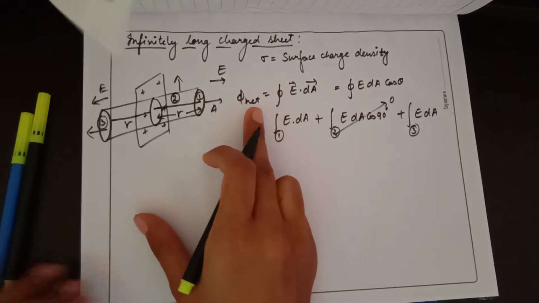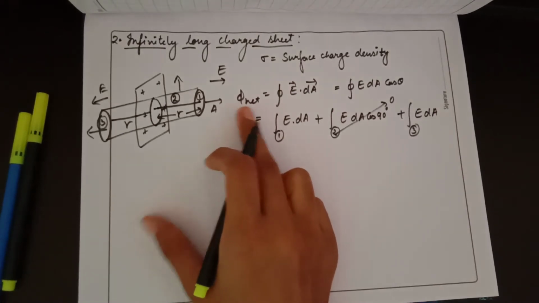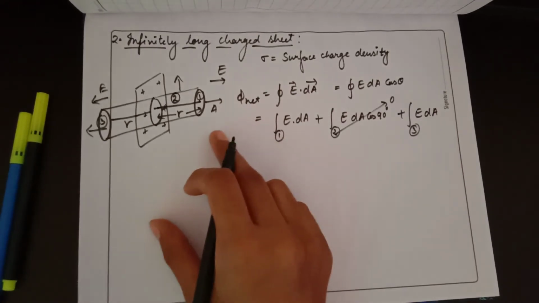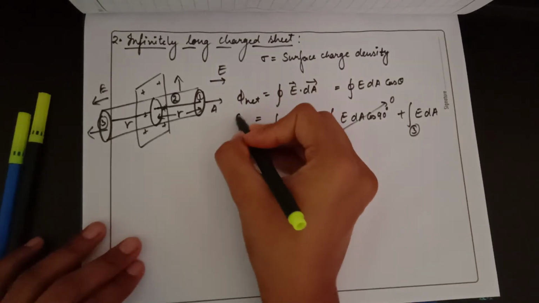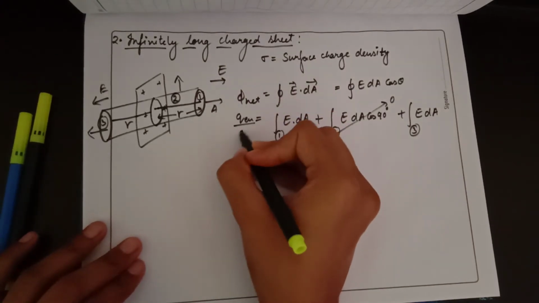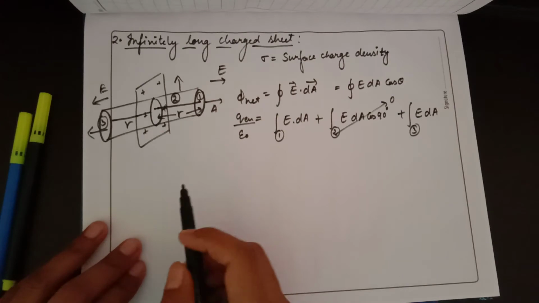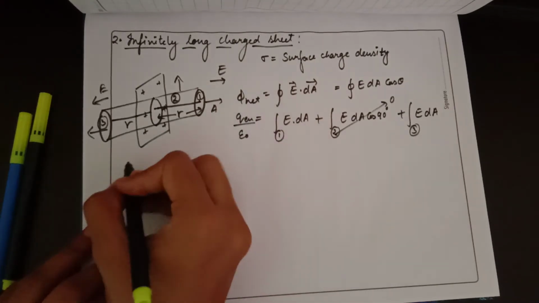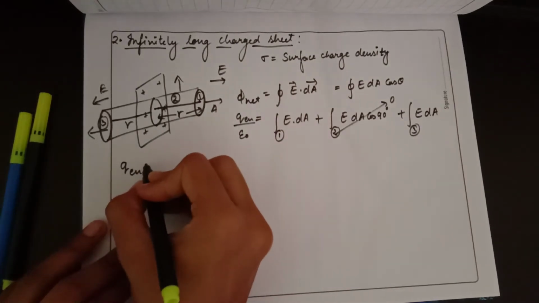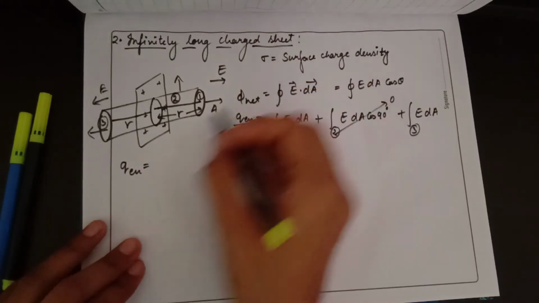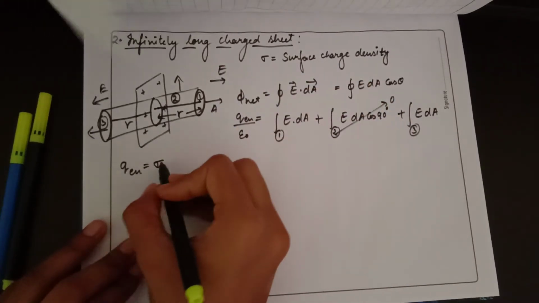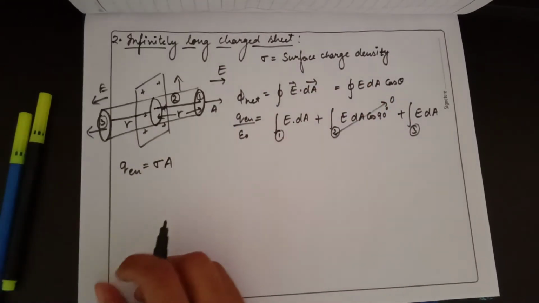And from Gaussian theorem, we know phi is equal to Q enclosed upon epsilon naught. To find out this Q enclosed, we need sigma and area. So I will write it as sigma into A.